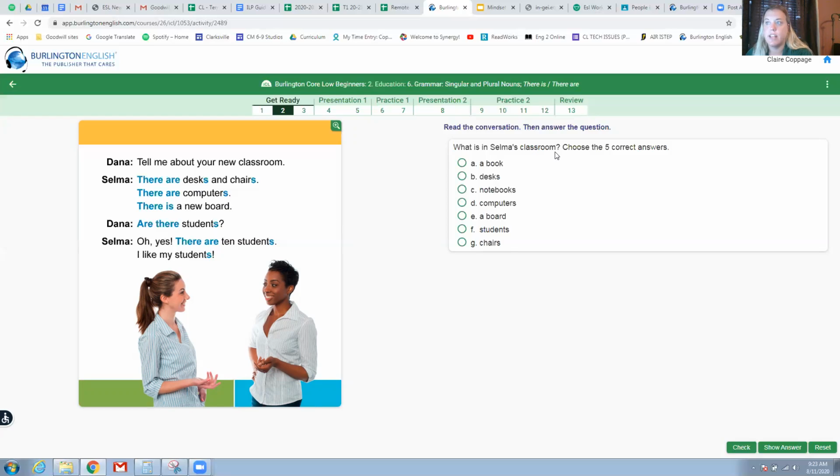Okay. So what is in Selma's classroom? Does she have a book? No. Desks? Yes. Notebooks? No. Computers? Yes. Board? Yes. Students? Yes. And chairs? Yes.